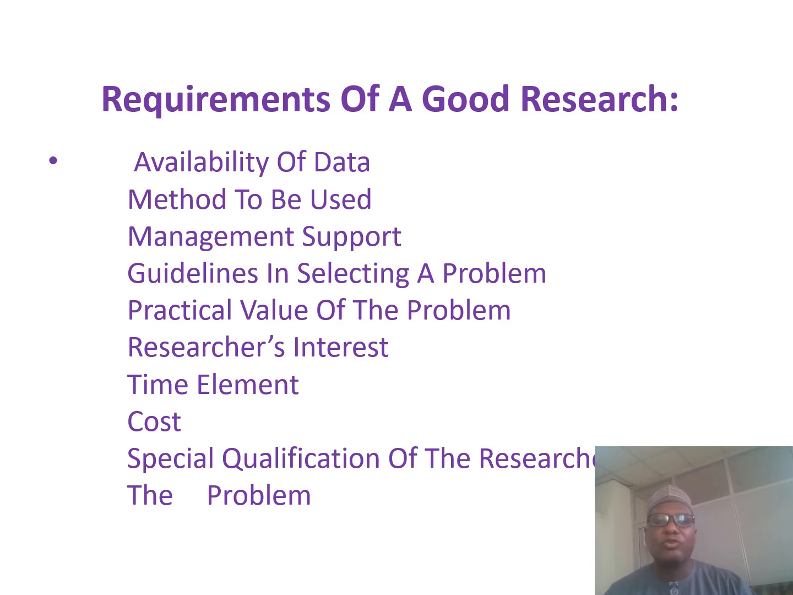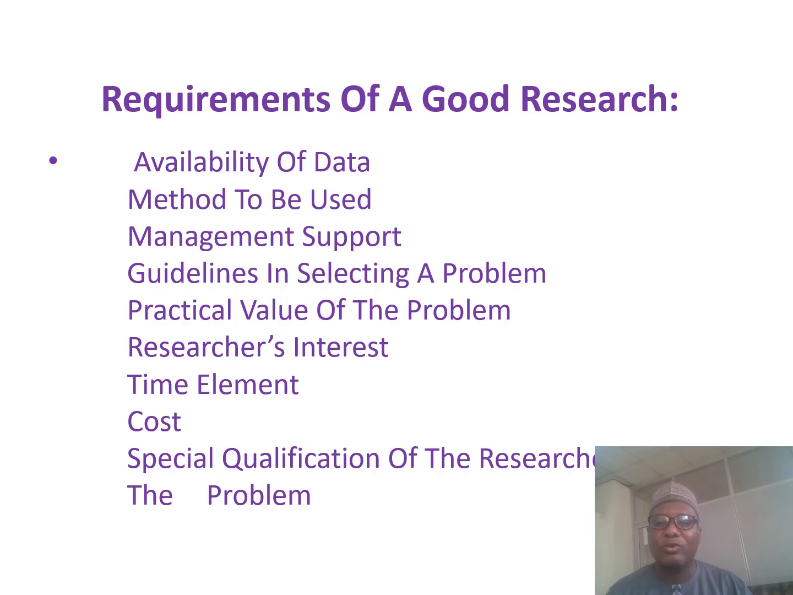Number two, method to be used. You have to think of which method is in line with the objectives, because the method you go for has to be in line with the objectives. Management support: do you have any backing from the management to conduct the research? For example, a PhD researcher usually gets permission to come and conduct the research. Or there is a research grant, maybe an organization finds it difficult and wants you to conduct research to find a solution to their difficulties.